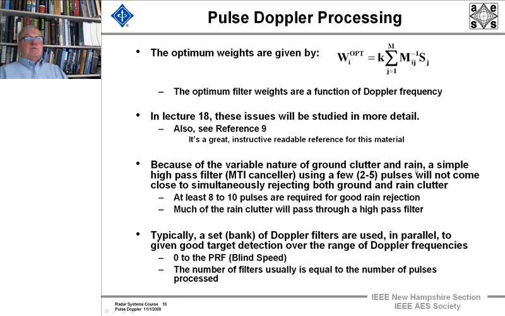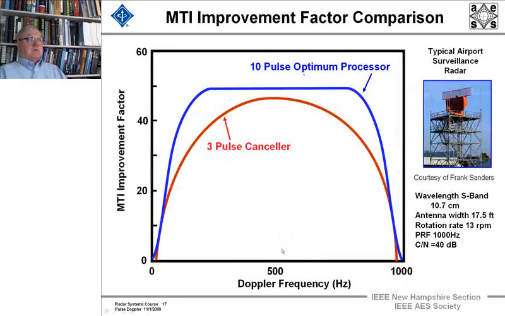Because of the variable nature of ground and rain clutter, a simple high-pass filter, an MTI canceller, using 2 to 5 pulses will not come close to simultaneously rejecting both the ground and the rain. We've been drilling that into you. At least 8 to 10 pulses are required for good rain rejection. Much rain clutter will pass through that high-pass filter. Typically, a bank of Doppler filters is used in parallel over the range of Doppler velocities from 0 to the blind speed, and the number of filters used is typically the number of pulses processed.